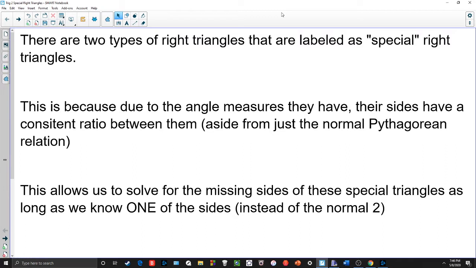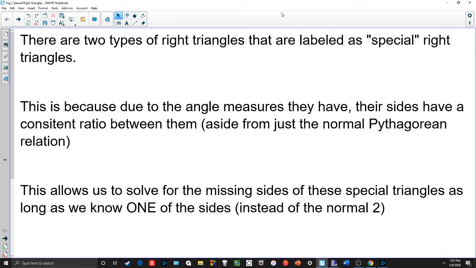So remember, the Pythagorean theorem is something that's shared between all right triangles. A squared plus b squared equals c squared. Every right triangle shares that theorem. But the special right triangles here also share another property. The main thing is that when we have these special right triangles, we can actually solve them as long as we know at least one side.